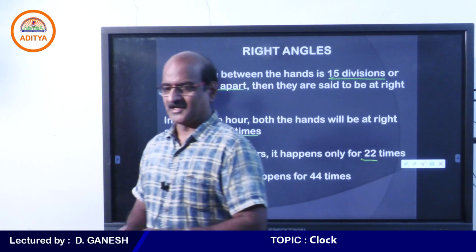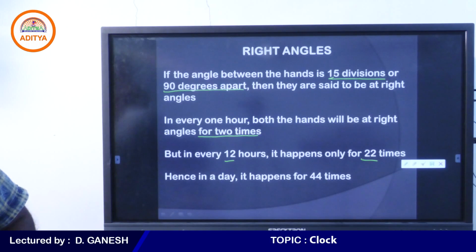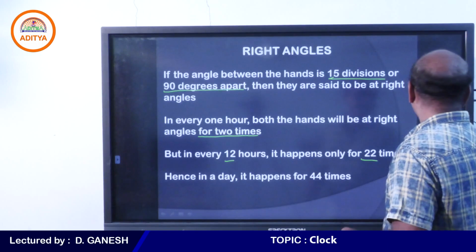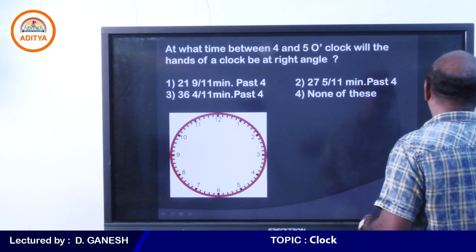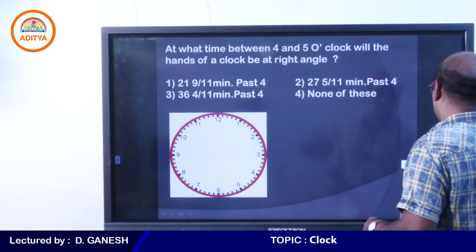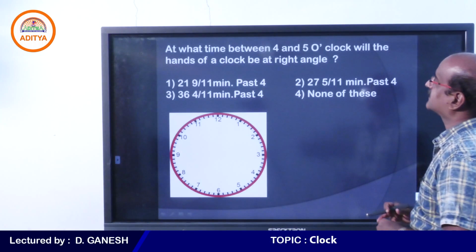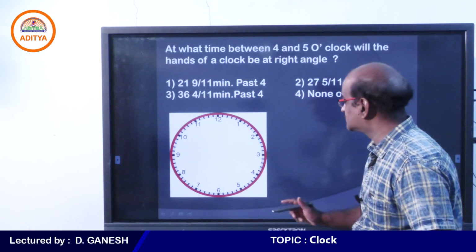Okay, students, I think we can move on to the next question, because I understand that you are getting the point. Ready? Now, here is the question given to you. You need to answer this question. Between 4 and 5 o'clock, when are the hands at right angles? Actually, it happens 2 times. You can take 1 time.